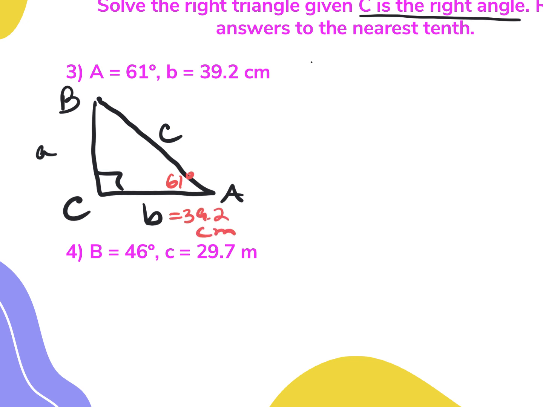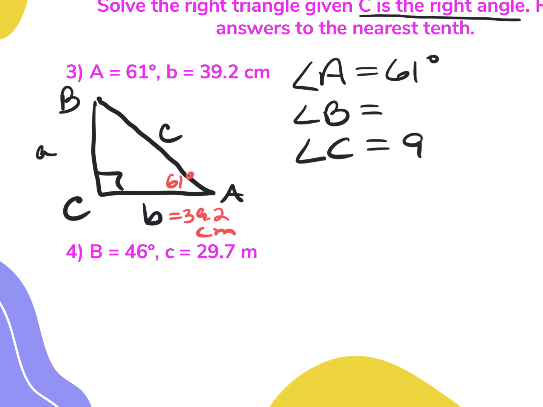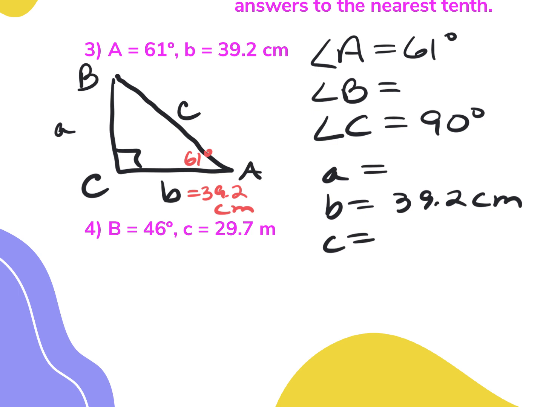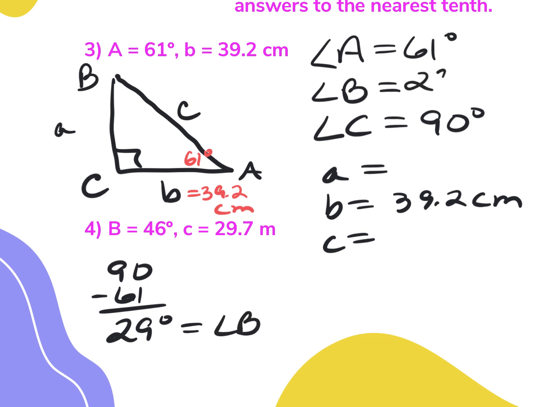So let's set up what we're filling in. Angle A, I have 61 degrees. Angle B, I don't know. Angle C is 90. Lowercase a, lowercase b, and C, and b was 39.2. Now, again, I'm going to go ahead and just find my other acute angle. So to find angle B, all I have to do is 90 minus 61, and angle B is 29 degrees. Again, the three angles should add up to be 180. If they don't, you've done some kind of calculation wrong.